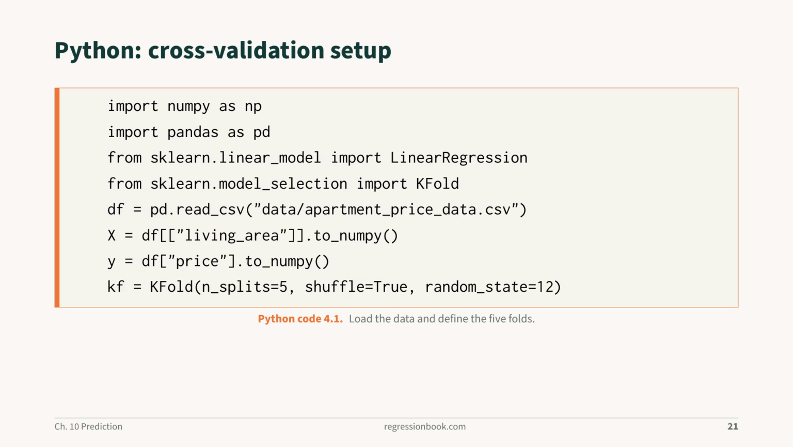The Python setup uses the same logic. After loading the apartment data, it defines the predictor matrix and outcome vector, then constructs a shuffled 5-fold splitter with a fixed random state. Shuffling is appropriate here because the observations are not ordered in time. The splitter records which rows will train and validate in each round. A later page will loop over those indices, so the statistical design is visible before any estimator is fitted.